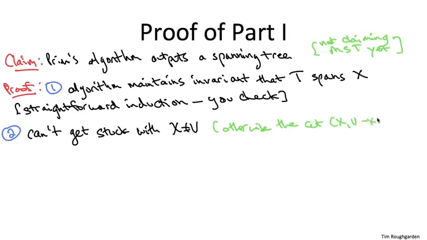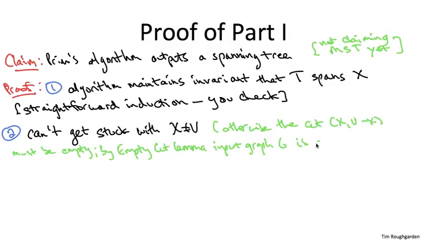But what would that mean? What would it mean if at some iteration we couldn't find edges with one endpoint in capital X and the other endpoint in V minus X? Well, then we would have exhibited an empty cut. The cut X, comma, V minus X would have no crossing edges. And now we can use the empty cut lemma, which says if there's an empty cut, then the graph is disconnected. But by assumption, we're working with a connected input graph, so that can't happen. Okay, so the algorithm never gets stuck. We always increase capital X by 1 vertex because the original graph was connected. That means it halts with something spanning all of the vertices.